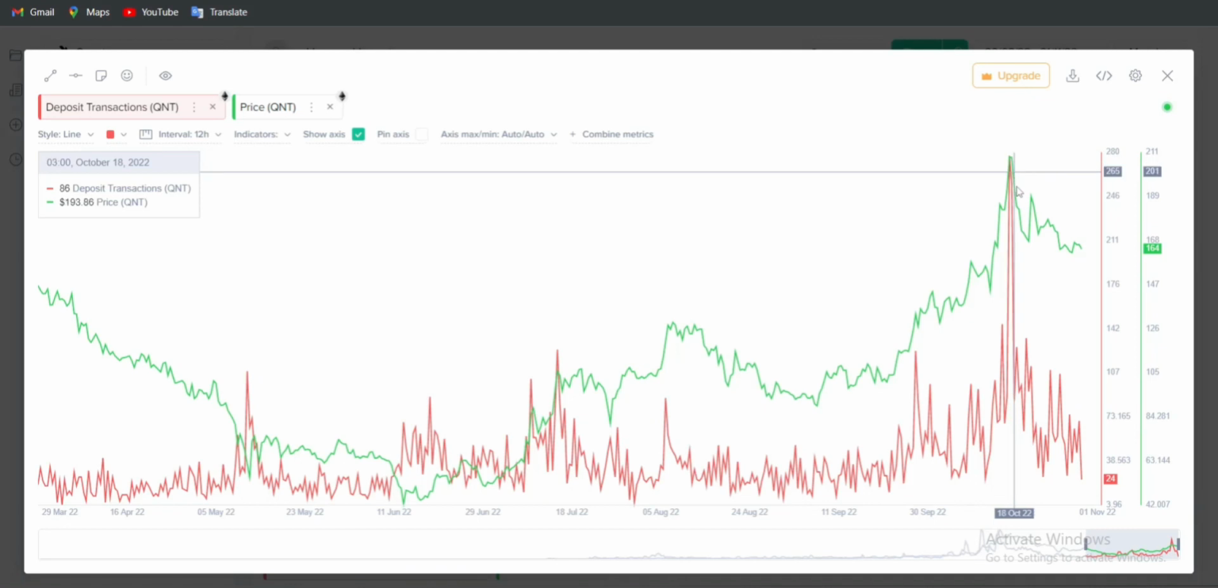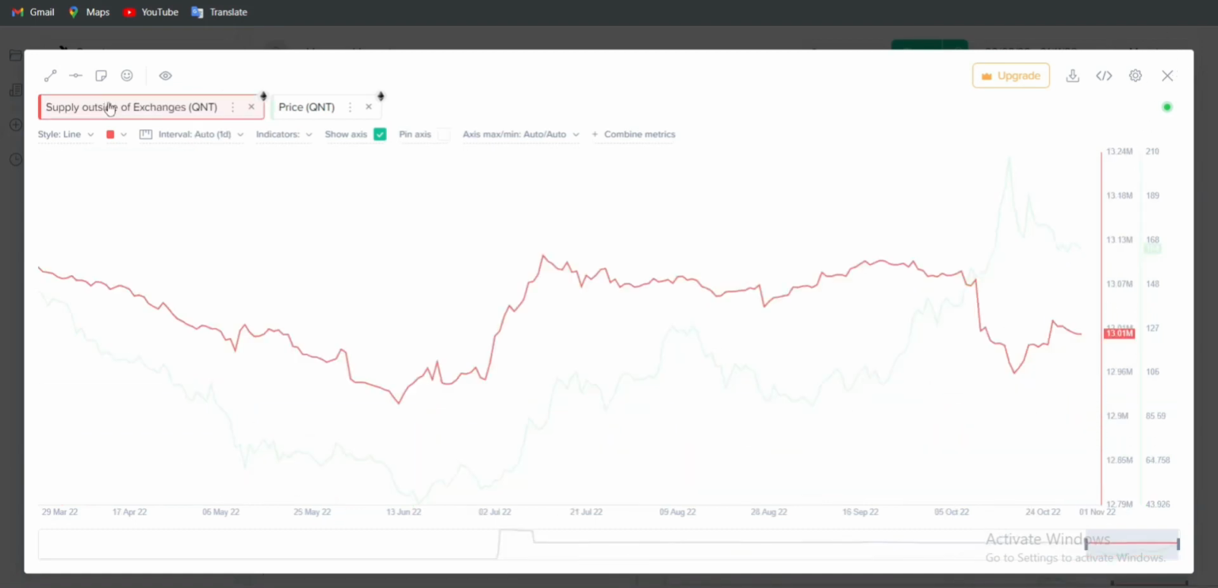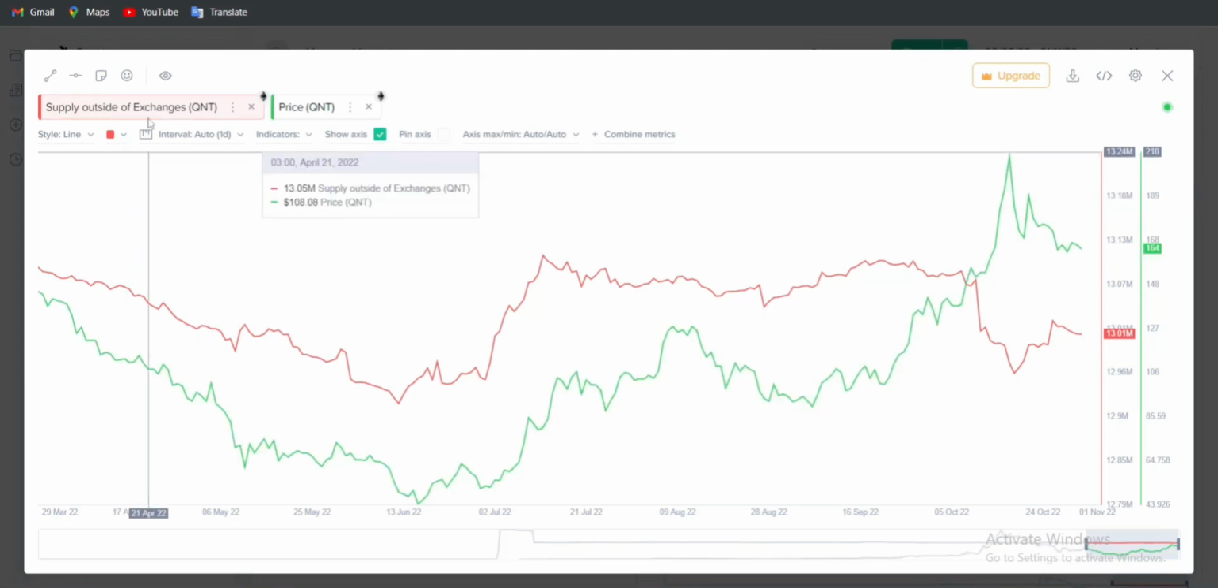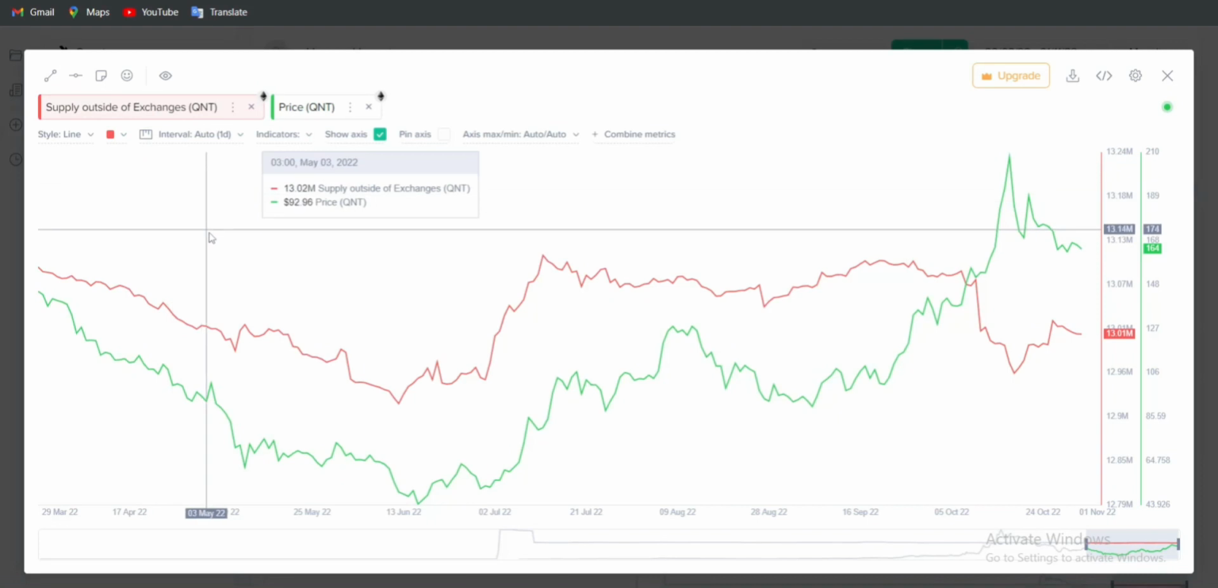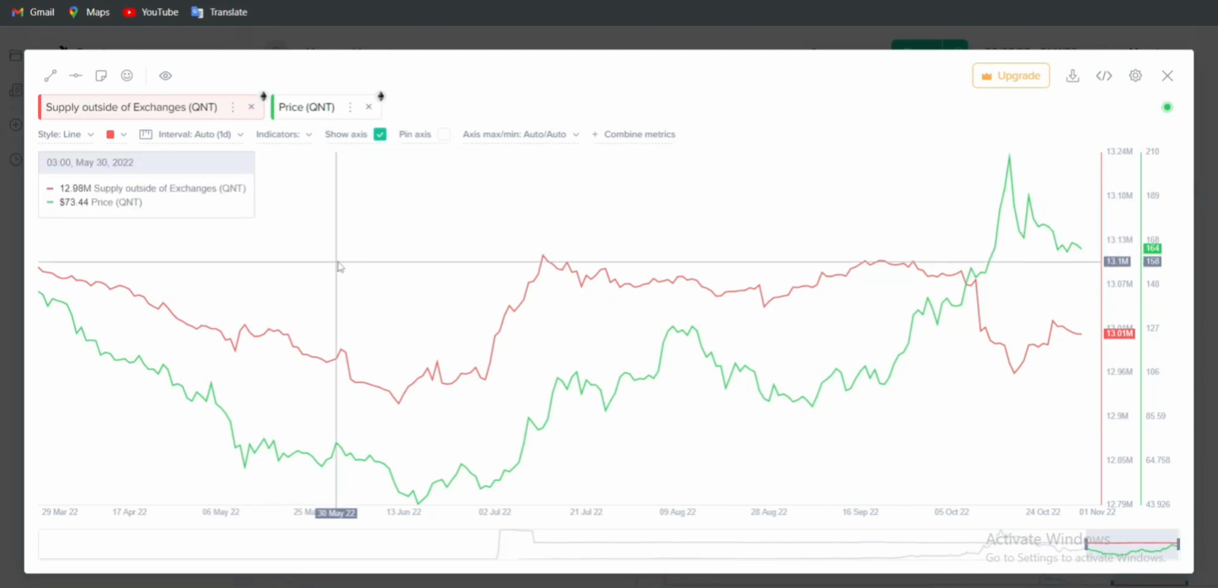Exactly the same explanation that I gave when I was talking about the exchange flow balance, right? You can actually see that there is less deposit into exchanges happening right here, which suggests that there is accumulation, maybe on cold storage or something like that. This one right here is the supply that is outside of exchanges. Again, same explanation. If we have supply that is outside of exchanges, it means this supply is not ready for sale. So we have short-term accumulation happening right now.